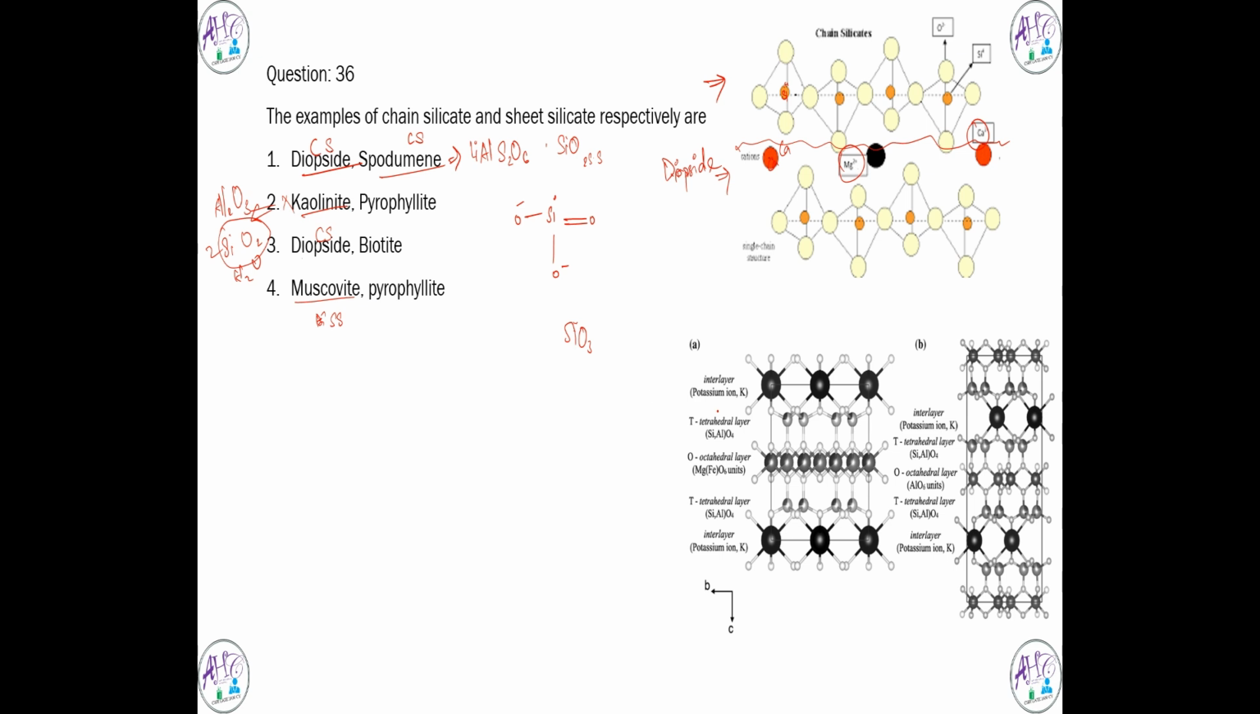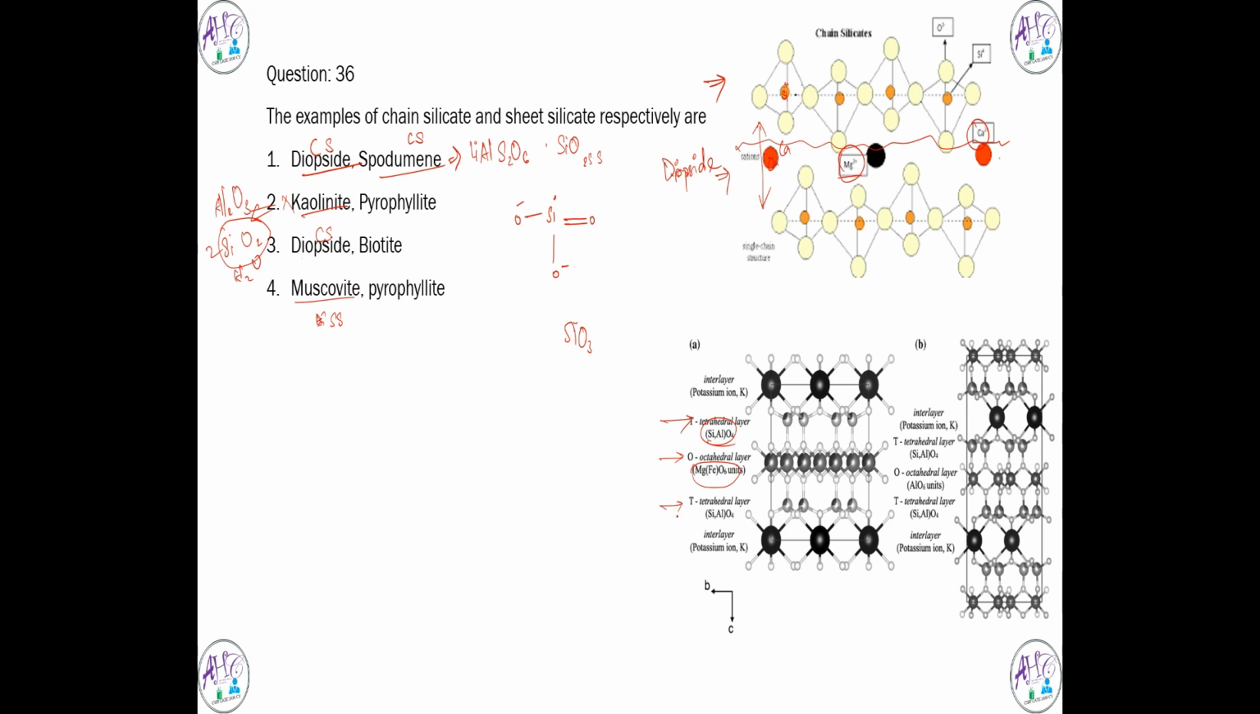Sheet silicate is nothing but a different arrangement, as you can see here: a tetrahedral arrangement of silicates, and then an octahedral layer of the metals. In chain silicates, metals are present directly as ions in between the chains. But in sheet silicates, whatever metal we have has its own coordination sphere, coordination compounds in between the silicates. That's why this is called sheet silicates.